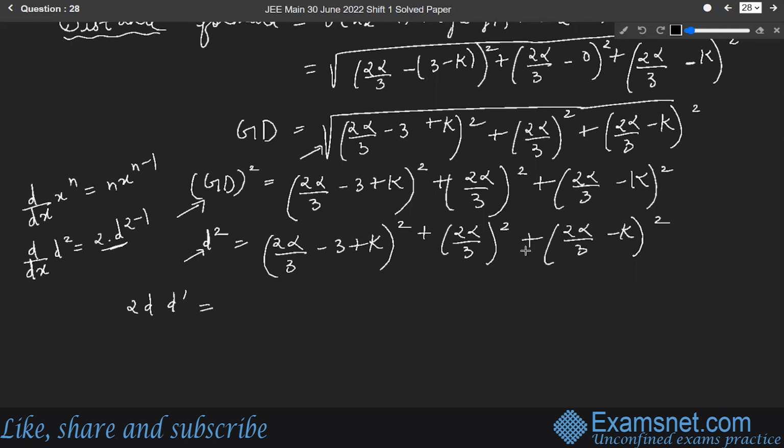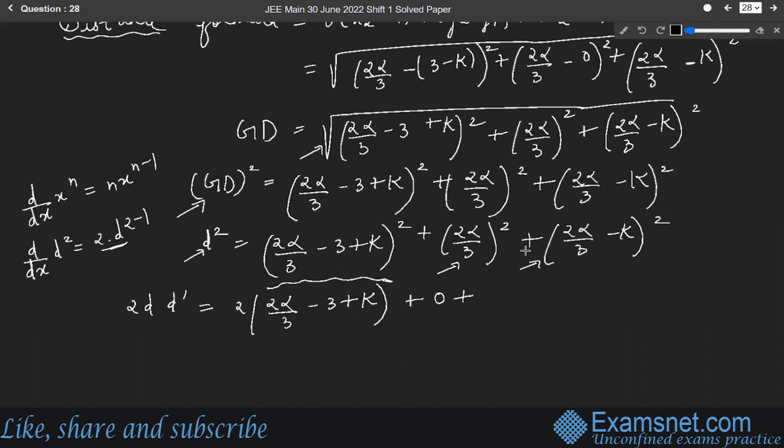Now about the right hand side, you can see that we again have the form of x power n. So d by dx of x power n is n into x power n minus 1. What is x here? 2 alpha by 3 minus 3 plus k, and 2 minus 1 will be 1. Plus now the second term. For the second term, when we do differentiation, you can see that 2 alpha by 3 is a constant. So it will be 0.